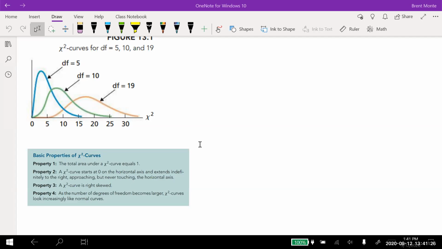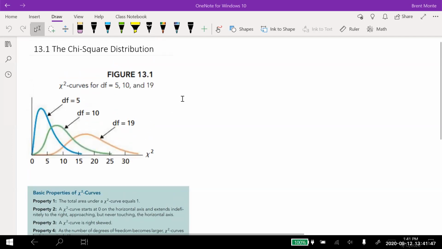And then property 4: as the number of degrees of freedom becomes larger, chi-squared curves look increasingly like normal curves. So look at that last curve with degrees of freedom 19, that's starting to look very much like a normally distributed curve. That's all that I'm going to cover in 13.1.